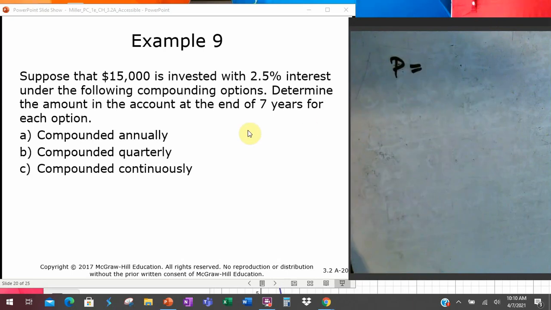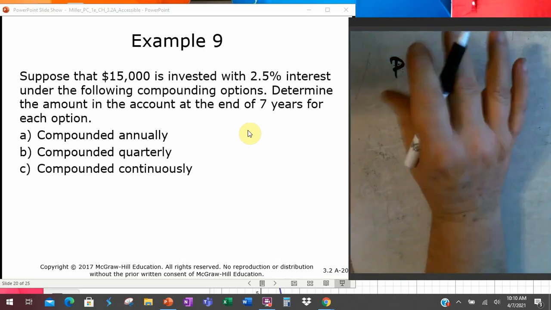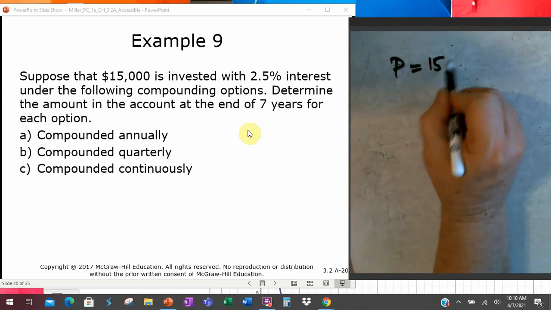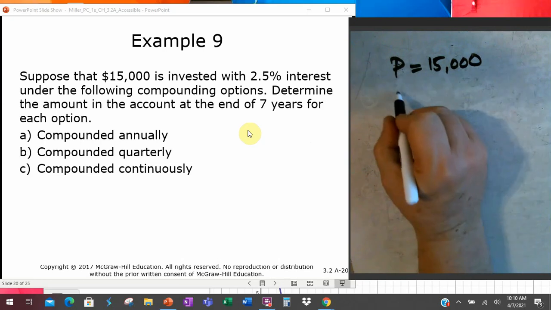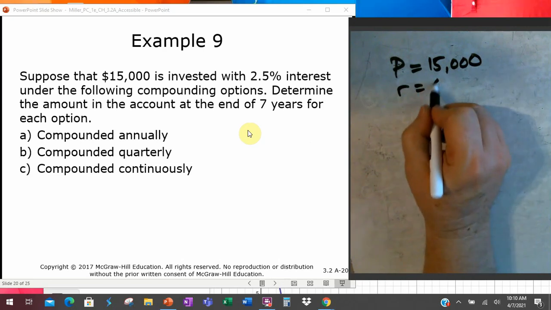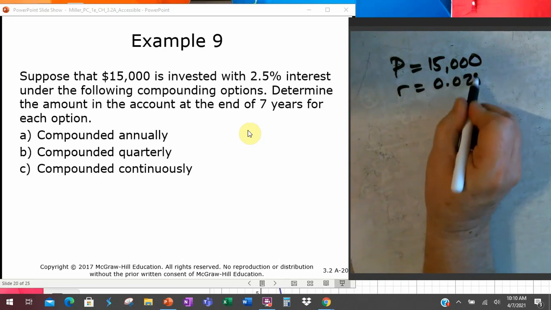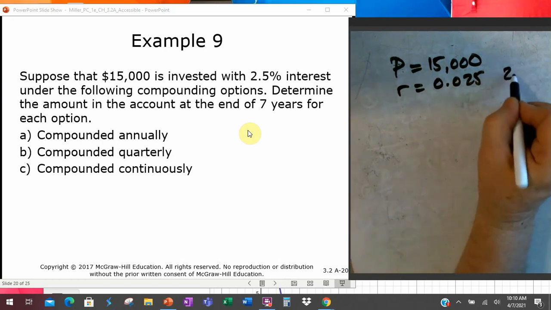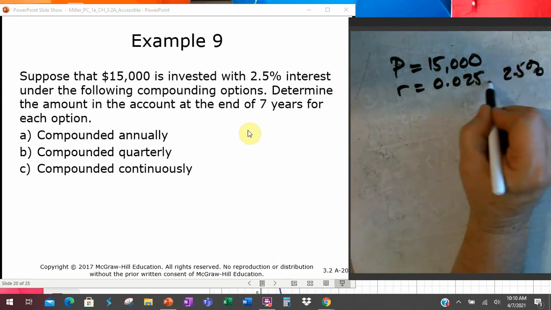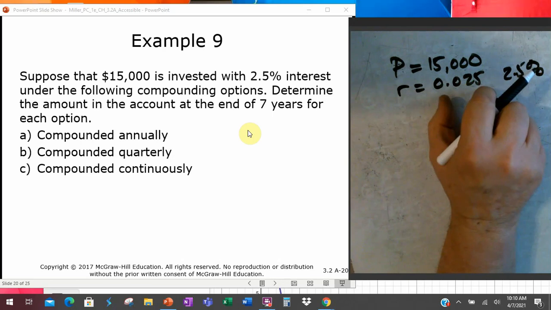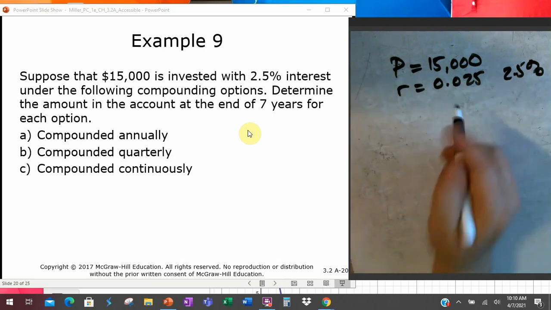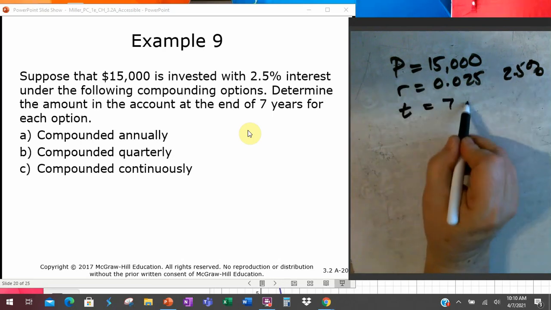Suppose that $15,000 is invested with 2.5% interest under the following compounding options. Determine the amount in the account at the end of 7 years. So I'm starting out with $15,000 in the account. I earn an interest rate of 0.025. That's 2.5% interest, moving the decimal 2 places to the left. This is what I have to deal with. My time is 7 years.